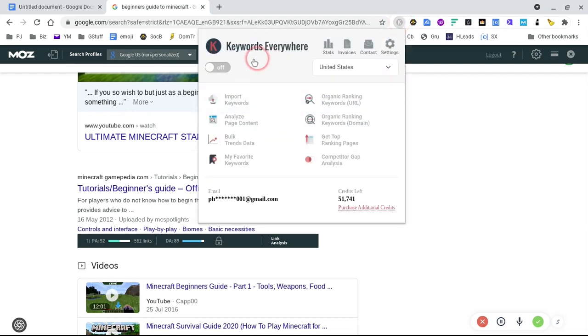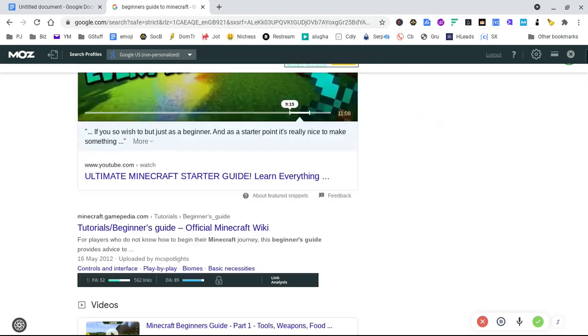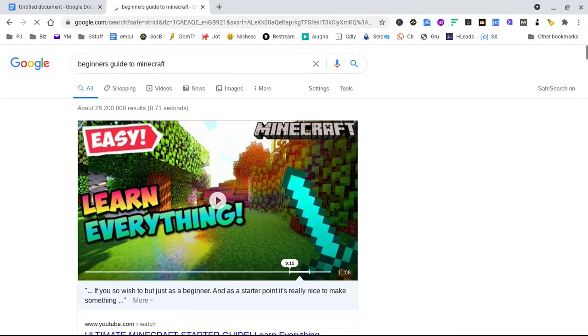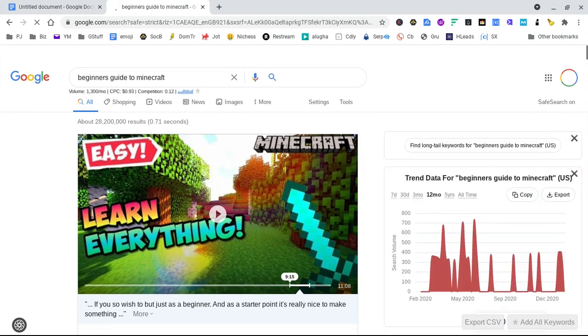I'm going to try and keep this video really short. Once you register with them and you get your API, then you can actually activate this little extension here. It's going to give us some additional data, and this data is going to be really useful in moving forward and selecting a niche. So, Beginner's Guide to Minecraft, we saw that there was a site at number 6, which had low page authority, low domain authority, and didn't have many backlinks, which is a good sign. Let's see what else Keywords Everywhere gives us, what additional data.